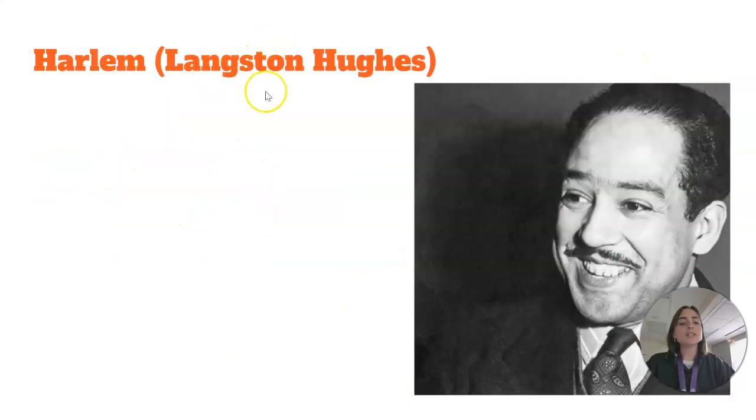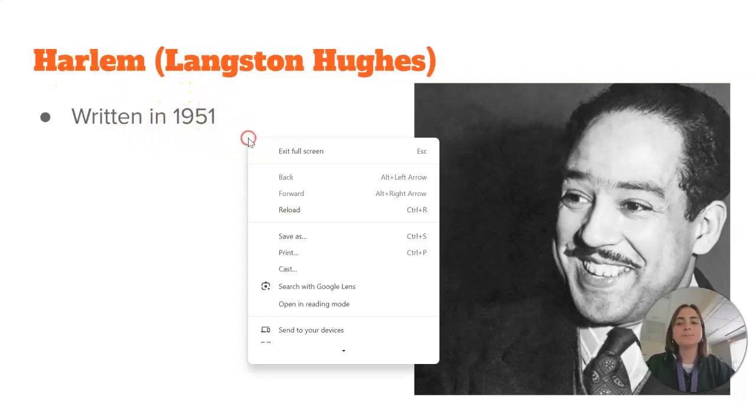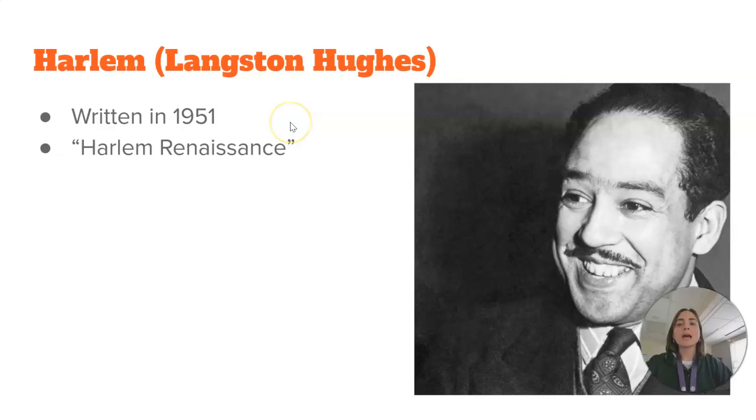Now we're going to switch gears a little bit to talk about Langston Hughes. So Langston Hughes was a really famous American poet and social activist living in the early 1900s. And he wrote a poem called Harlem that we're going to be talking about today. The poem Harlem was written in 1959. And it refers back to the Harlem Renaissance.